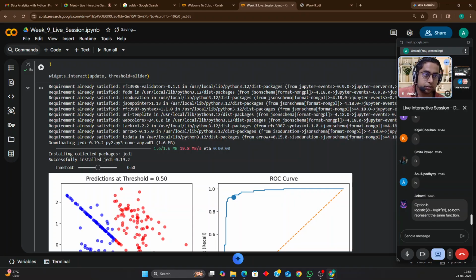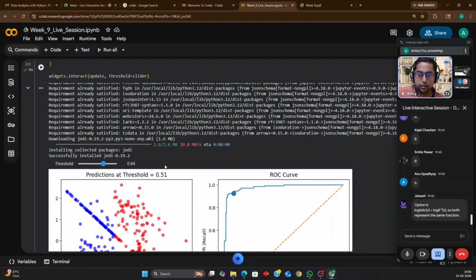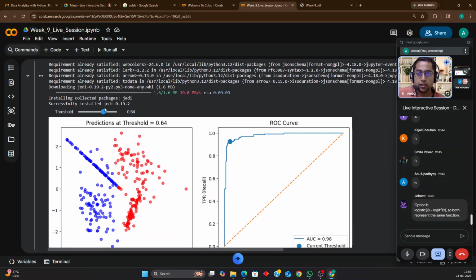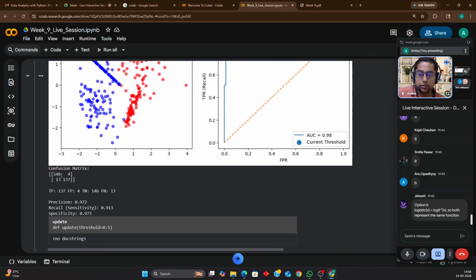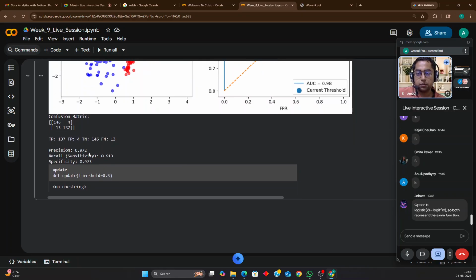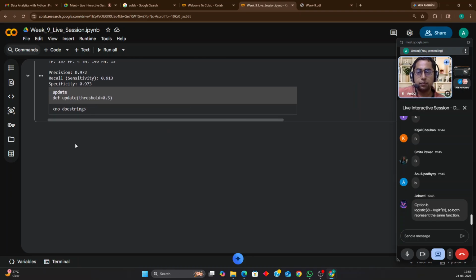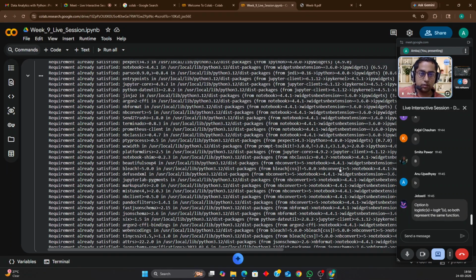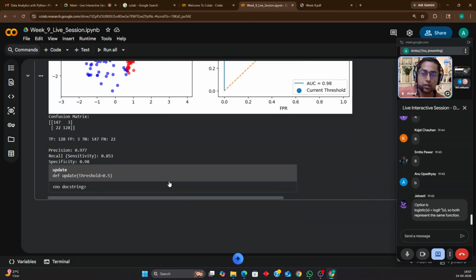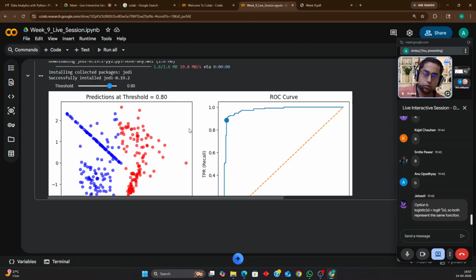Logistic regression and linear regression: if you change the threshold values, each and every value will change. The confusion matrix will change. Now if I change the threshold to 0.70, see, the curves are changing. The confusion matrix updates: true positive, true negative, false negative, precision, recall. If you want to change the threshold, you can use this slider. Both curves will change, the nature of the curves as well as the fitting.